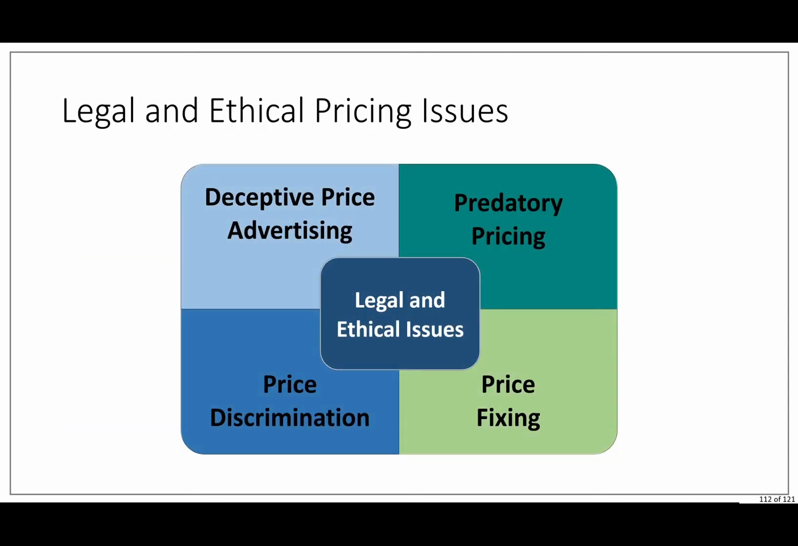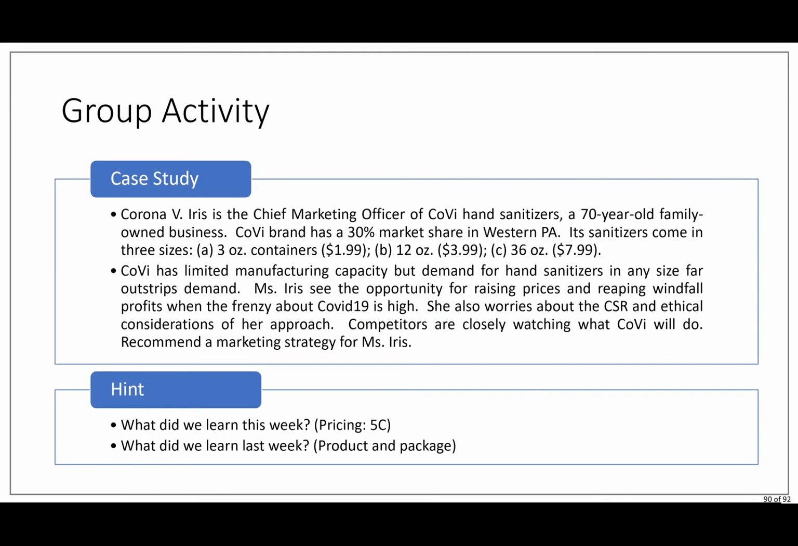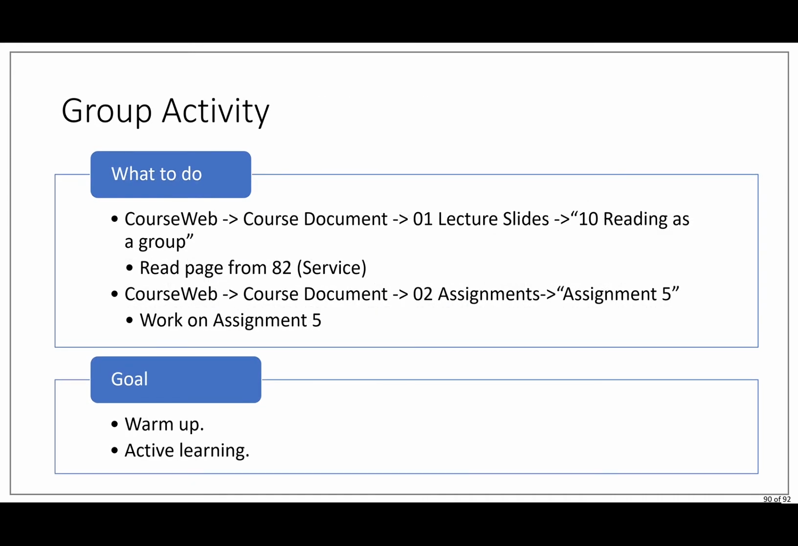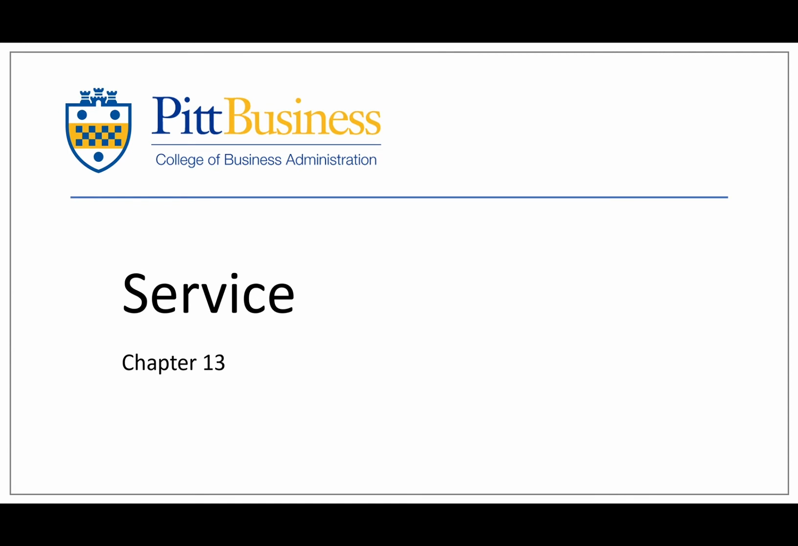Here are some legal and ethical pricing issues, like deceptive price advertising and predatory pricing. This is for the competitors. There is also something called price discrimination, because different consumers' willingness to pay for the same product is different. So firms want to do price discrimination to earn more profit. And something called price fixing. Just know what this means. Let's skip the group activity and go to chapter 13, service.